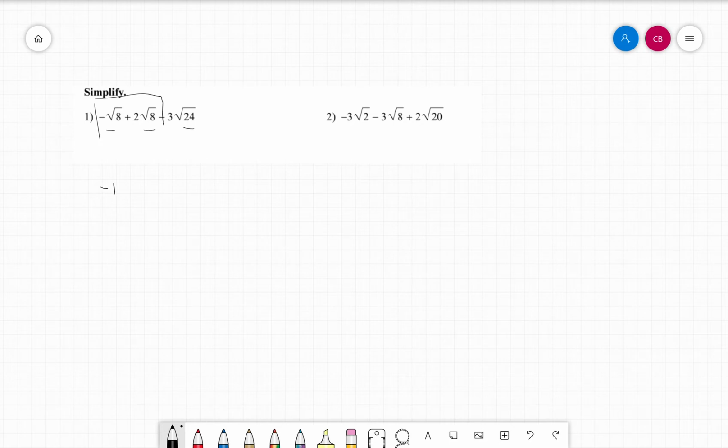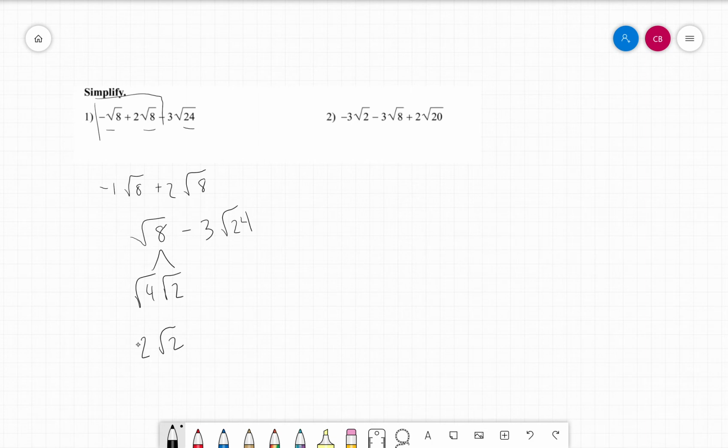This is negative 1 square root of 8 plus 2 square root of 8. Well, 2 minus 1 is 1, so that's the square root of 8 minus 3 square root of 24. Well, on first glance, it looks like we can't do anything with this, but we can simplify this. We know that 8 is 4 times 2. Square root of 4 times the square root of 2, which is 2 square root 2.